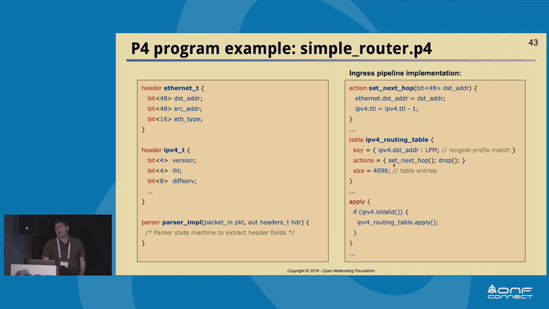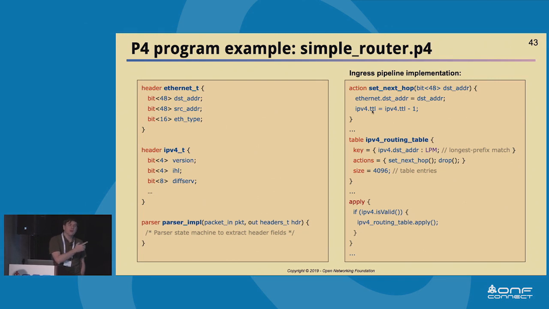And this table uses two actions, allows the control plane to insert entries using two different actions, either drop or set next stop, where setting the next stop will perform the following operations in the packet. So setting the destination address to the given one and decrementing the TTL.